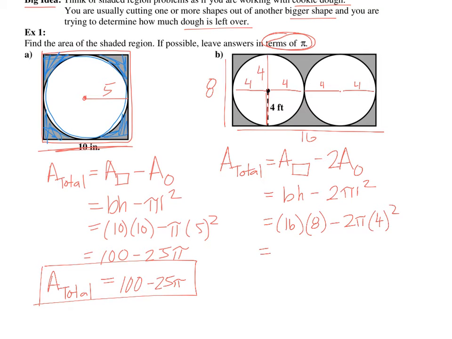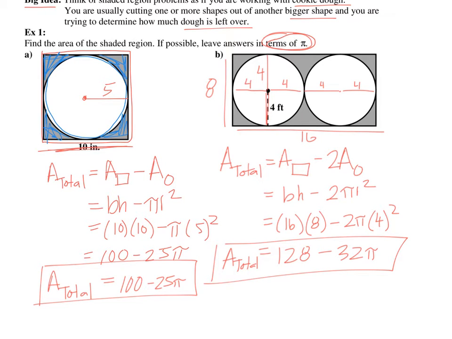All right, so we have 16 times 8, which is 128, and then we're going to subtract 2 times 16. Make sure you don't write 2 times 8 here. 4 squared is 16. 2 times 16, which is 32. And we're going to leave our answer like this. Leaving our answer in terms of pi. Done.